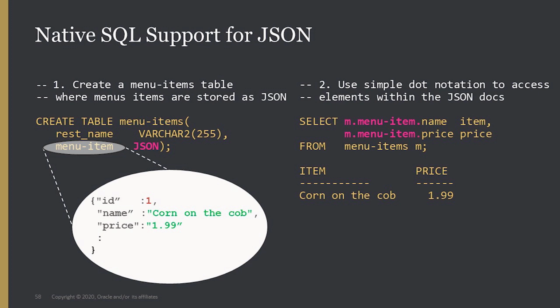And we've extended SQL to make it super easy to query these JSON attributes. You can use simple dot notation to access elements within the JSON document. In this example, you can say select menu item dot name to get the name JSON item inside the JSON document. So it looks very native, it's very simple, and it's very easy to program.